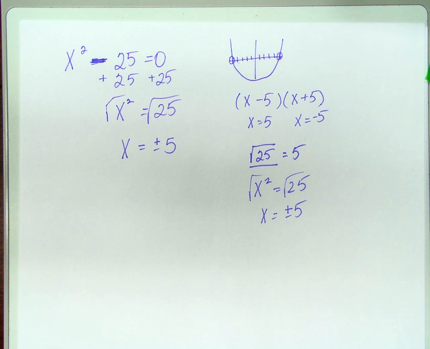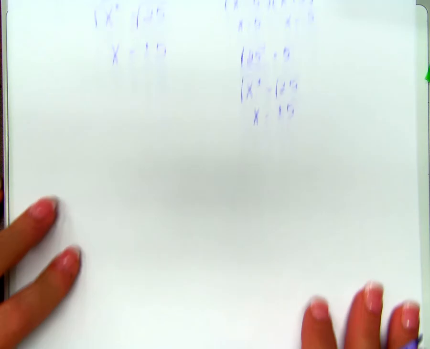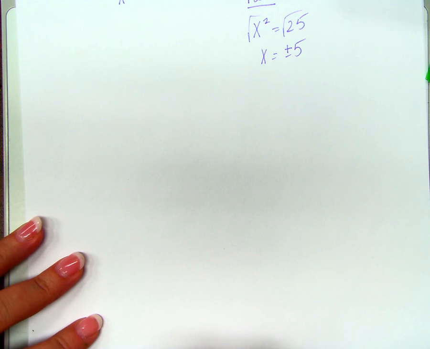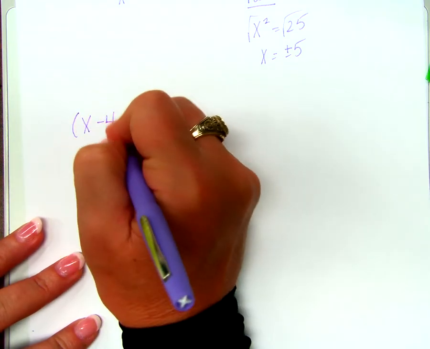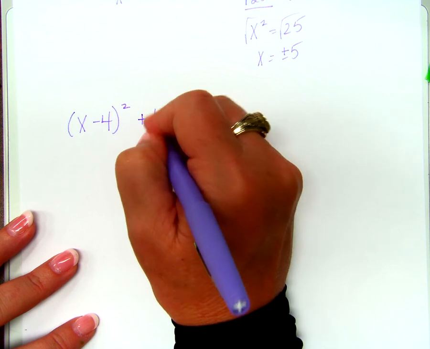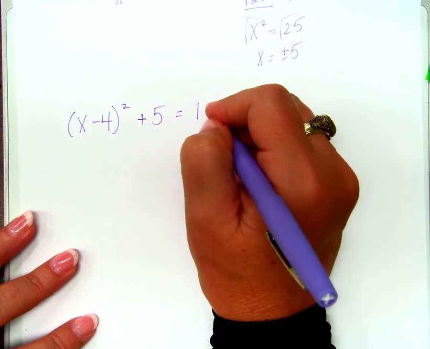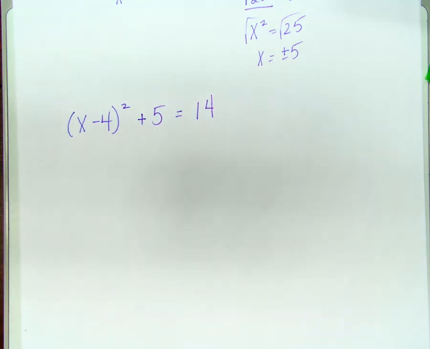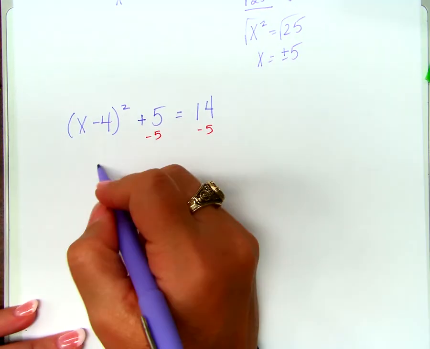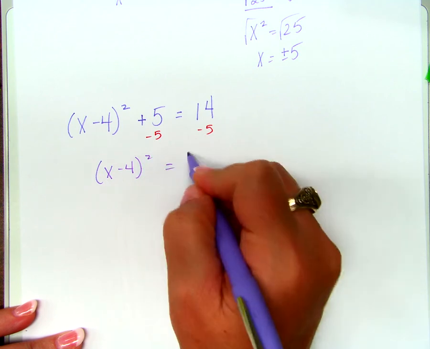Okay, so here's what I want to make sure of. When we're solving by square roots, there's some things that can trick you. Can I stop those things from happening? X minus 4 squared plus 5 equals 14. I put 15. No, it won't work if it's 15. What are you doing? Minus 5. Wait, you want to minus 5 first? Okay, so if we minus 5 first, I get 9. x minus 4 squared equals 9.